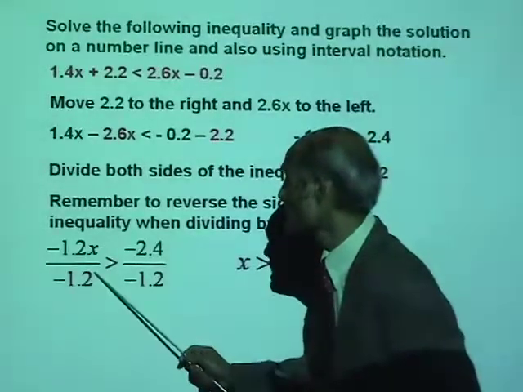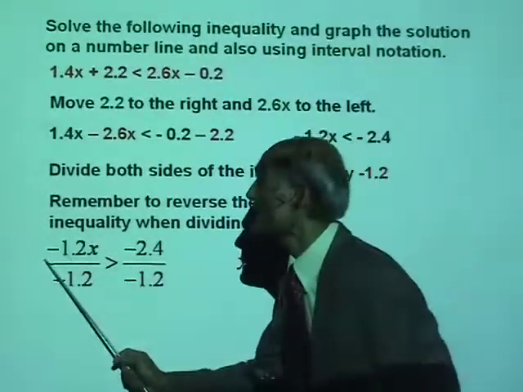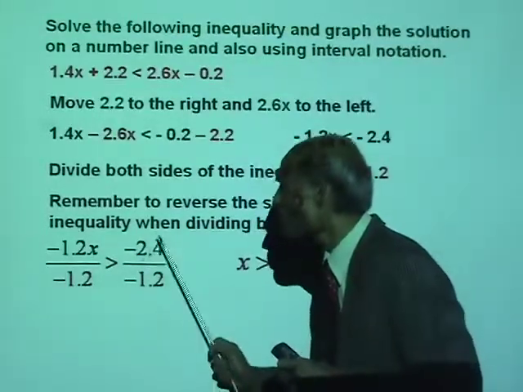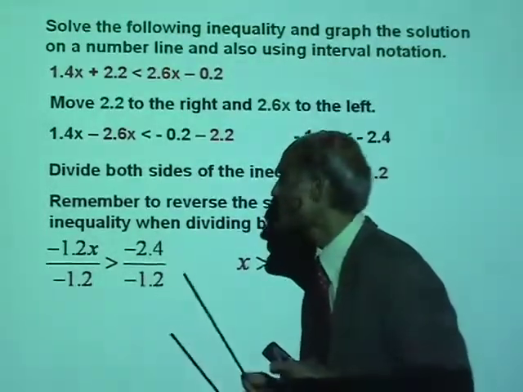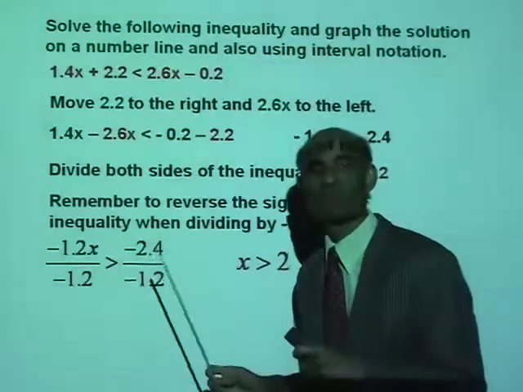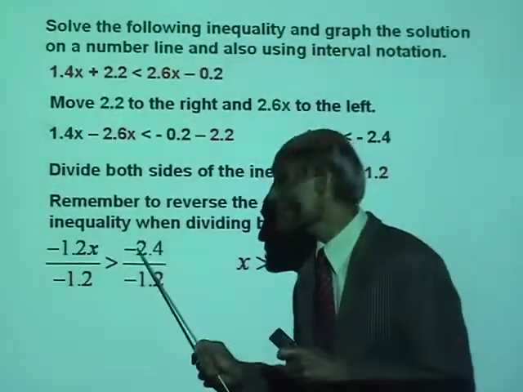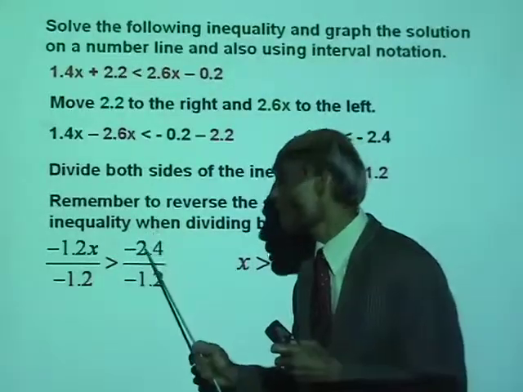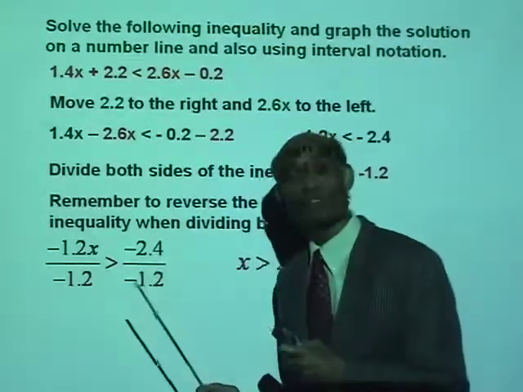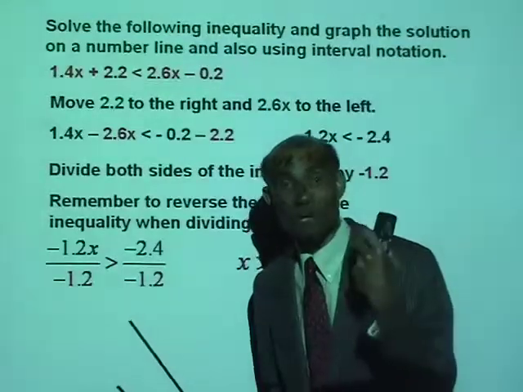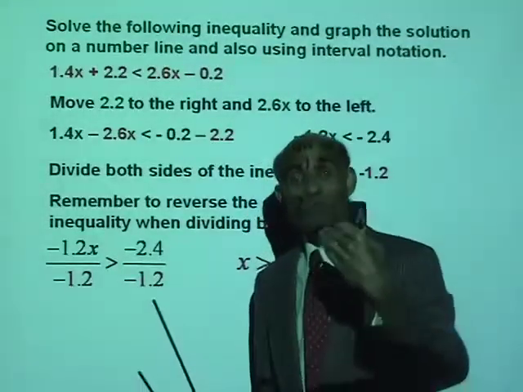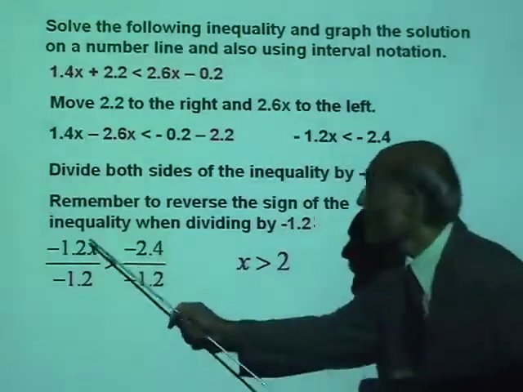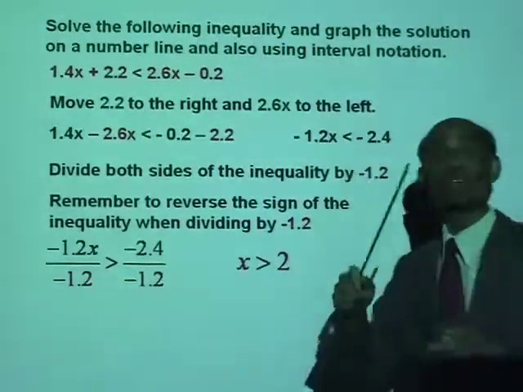Alright, on the left the negative 1.2 cancels with negative 1.2. What is negative 2.4 divided by negative 1.2? Well, negative divided by negative is positive. And 2.4 divided by 1.2 is actually 2, because 1.2 multiplied by 2 is 2.4. So we get x greater than 2 as the solution.